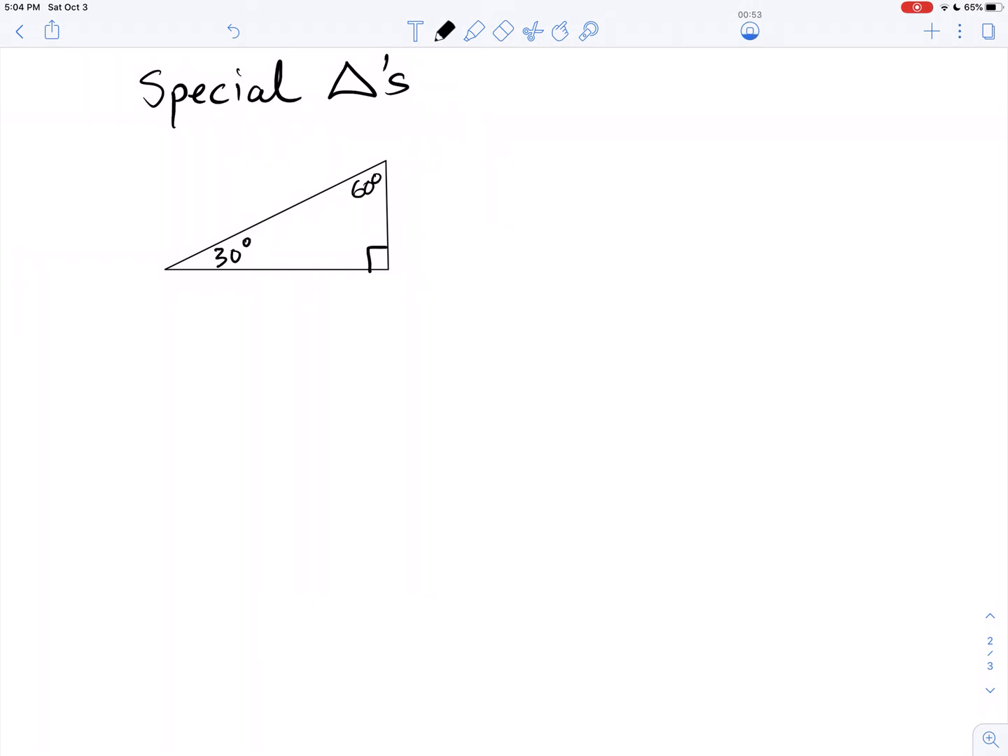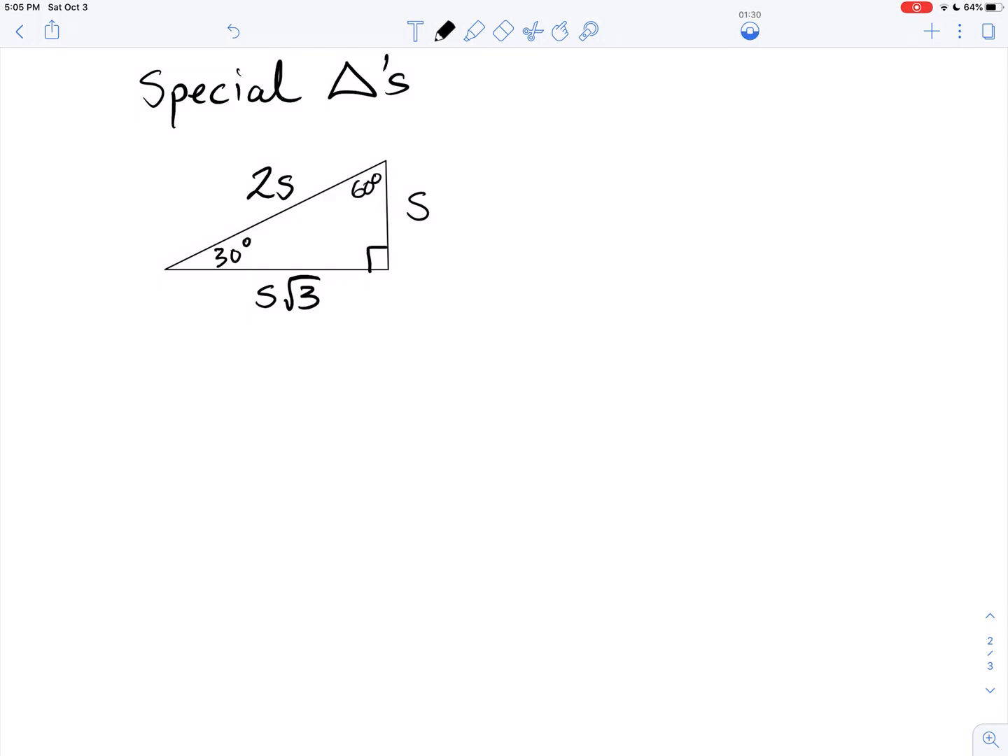In my book, they use S. They say opposite the 30-degree angle is S. Opposite the 60-degree angle is S rad 3. And let's just see if anybody remembers this before I write it down. What is opposite the 90? 2S. Now, I'm going to do 30-60-90 first, then I'm going to do 45-45, but we're not going to be doing it the same way as we did in geometry.